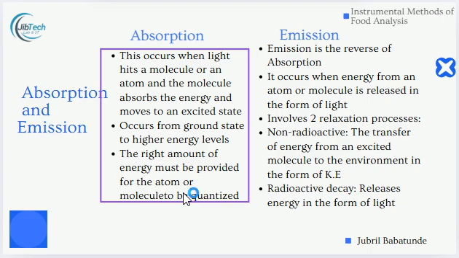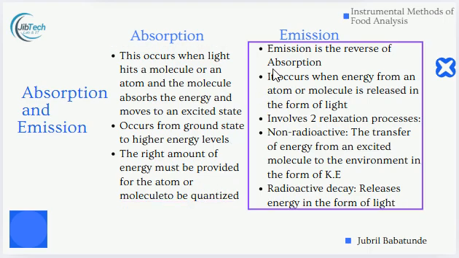So absorption is a process where light hits a molecule and then it goes to the excited state. Of course, every molecule is in the ground state before it moves to the higher energy levels. And then, of course, the energy must be quantized. That is, it must receive the right and adequate amount of energy before it can move from the ground state to the excited state. Now, let's talk about emission.